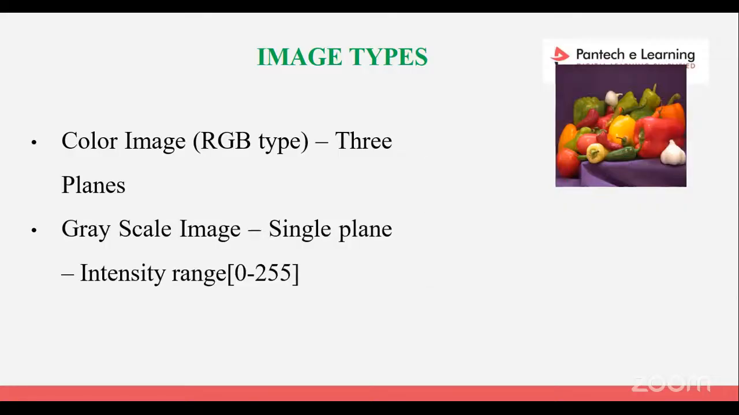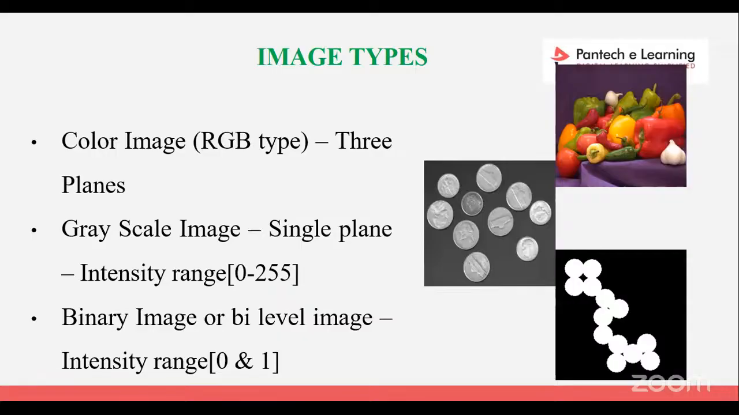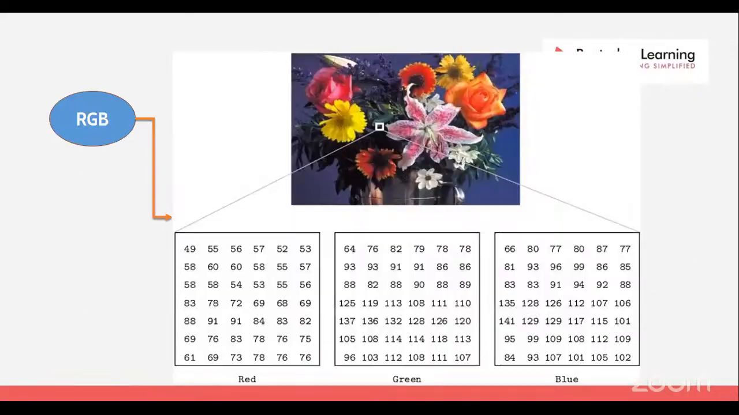These are RGB images. These are gray color images. These are black and white images, which are also called binary images. For example, this is a flower. This is the RGB image. In an RGB image, each pixel has 3 color components: red, green, and blue. Pixel-wise, they will have the 3 colors. Red color will be there, green color will be there, blue color will be there.